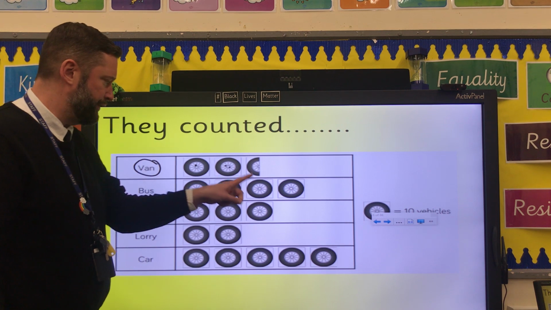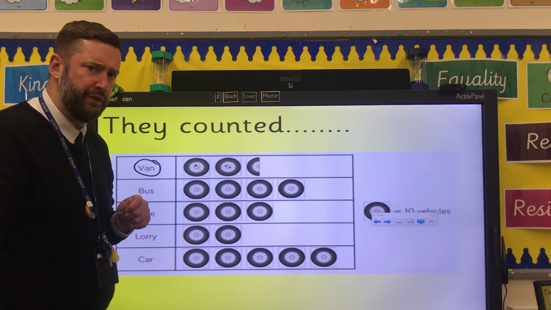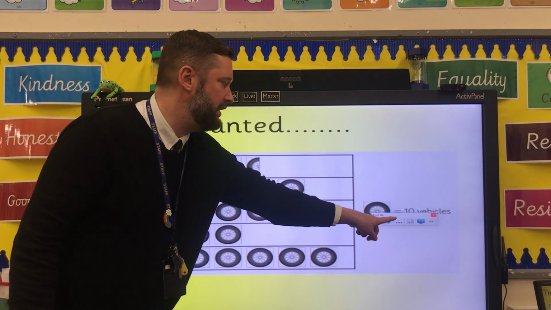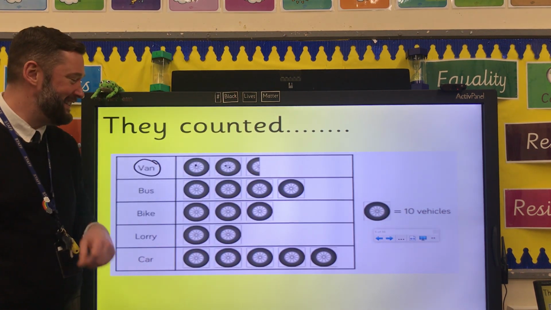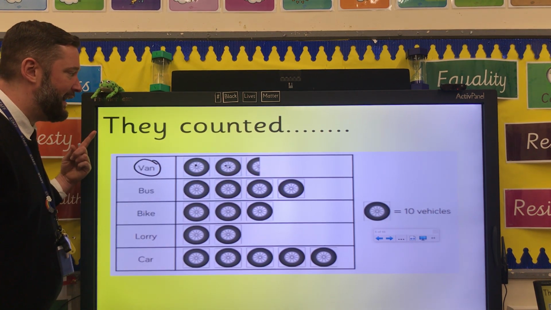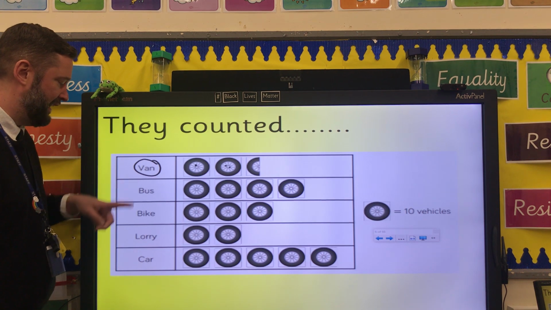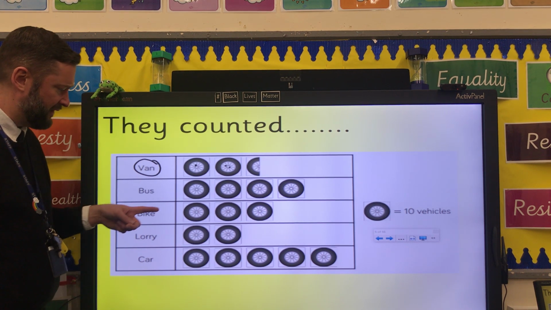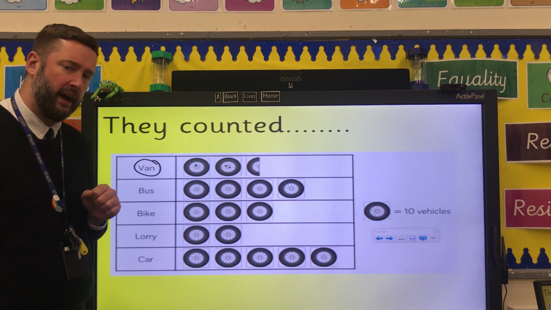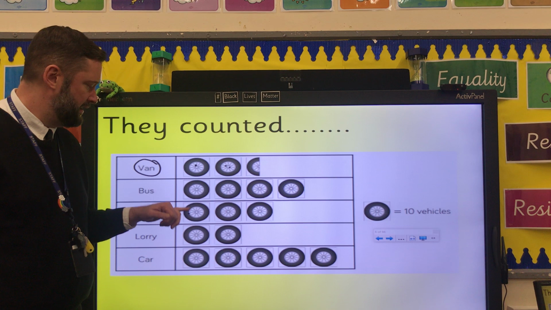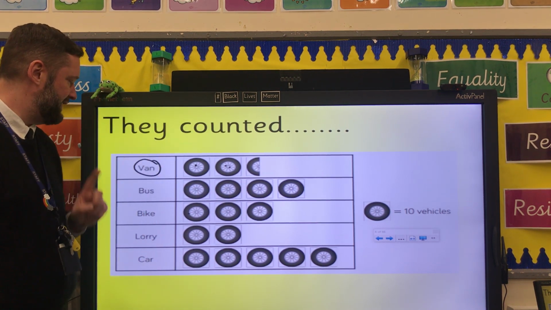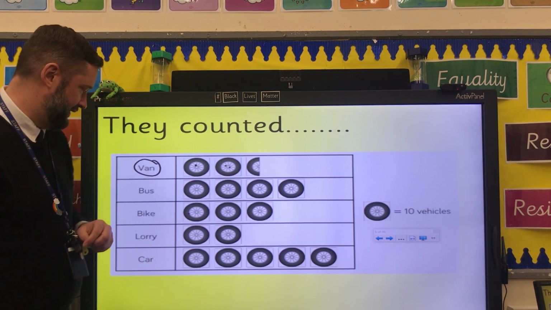Let's see how many buses they counted. I've got 4 wheels. Do you know how many buses that represents? 4 wheels? It must be 40 buses. Yes, 10, 20, 30, 40. They counted 40 buses. Let's look at the bike column. I've got 3 wheels here. But how many actual bikes does that represent? 10, 20, 30. They counted 30 bikes.